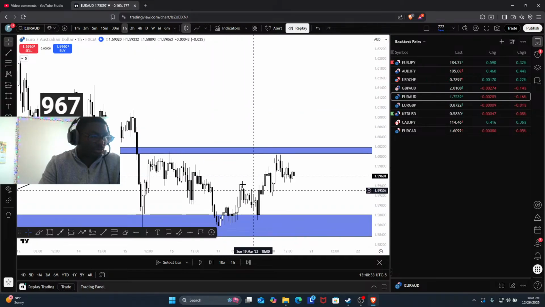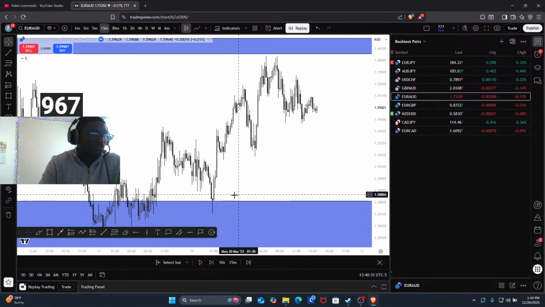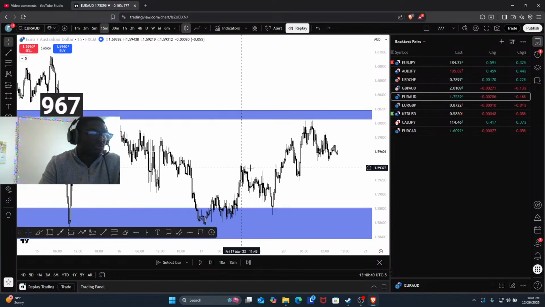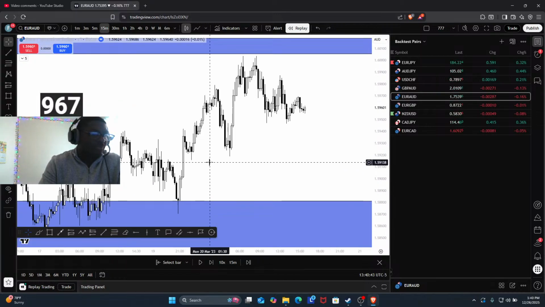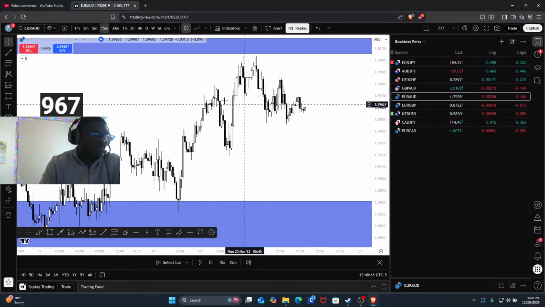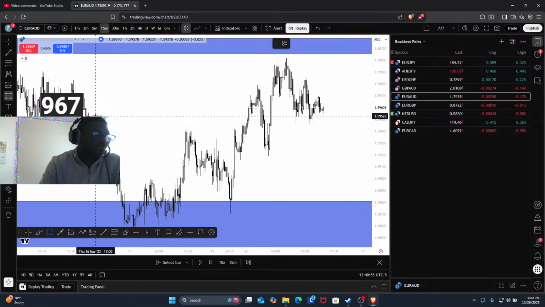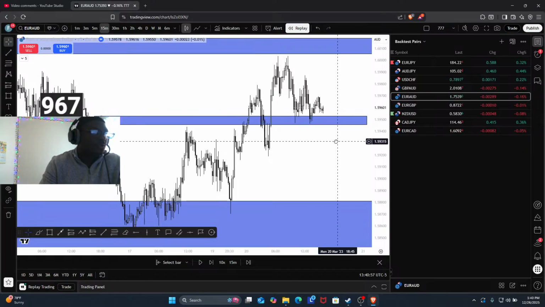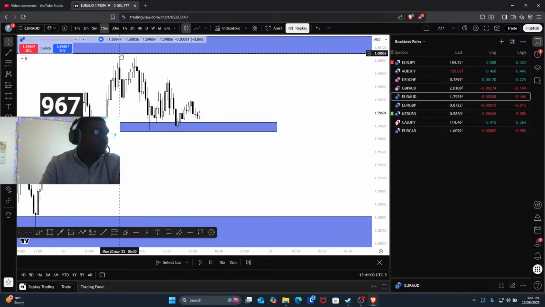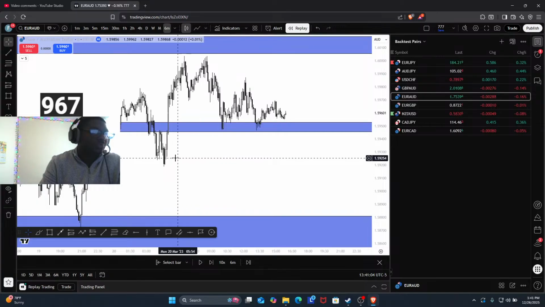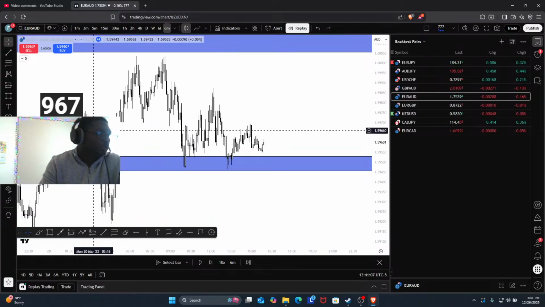1 hour broke structure. Based off of that, we have two areas of interest. So one, there we go, right there. That's the area of interest. Now we wait. We wait, or you can just buy.